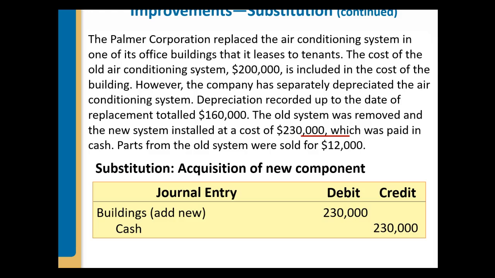Under the substitution method, a journal entry is also recorded for the acquisition of the new component. So here the old system was removed and the new system is installed at a cost of $230,000, which was paid in cash. Since there's an increase in buildings, the building account gets debited for $230,000 and cash is credited for the same amount.